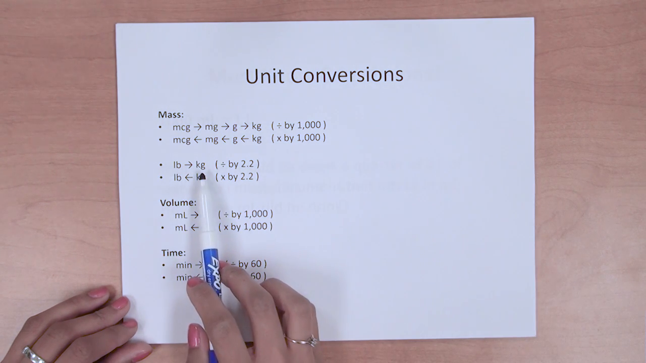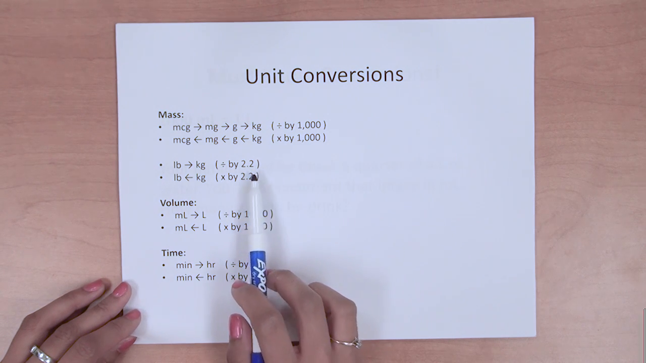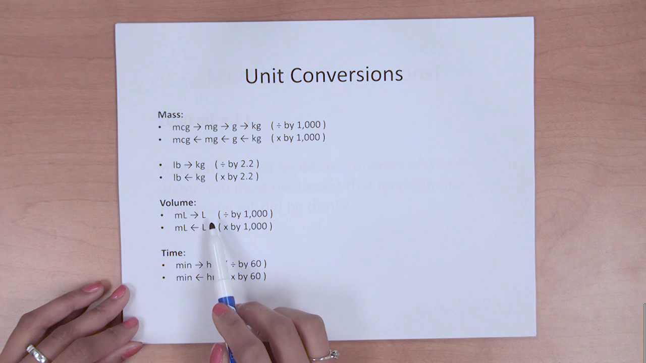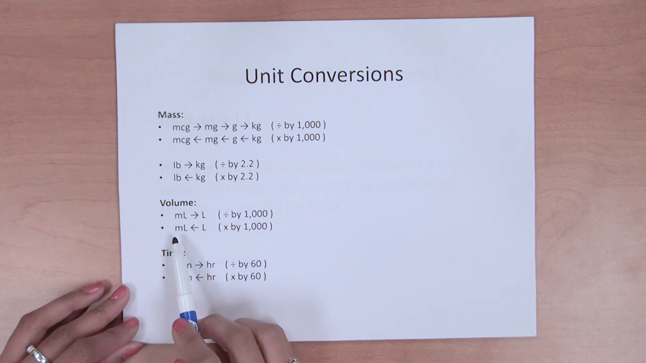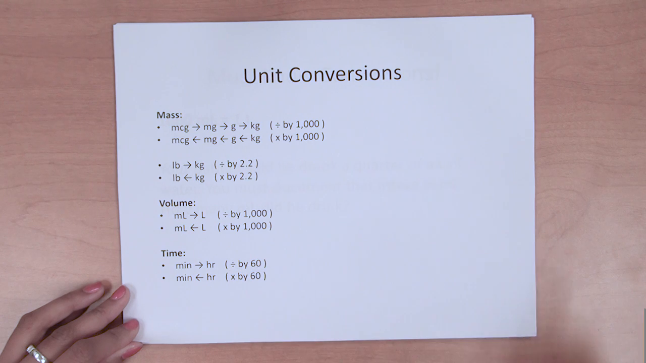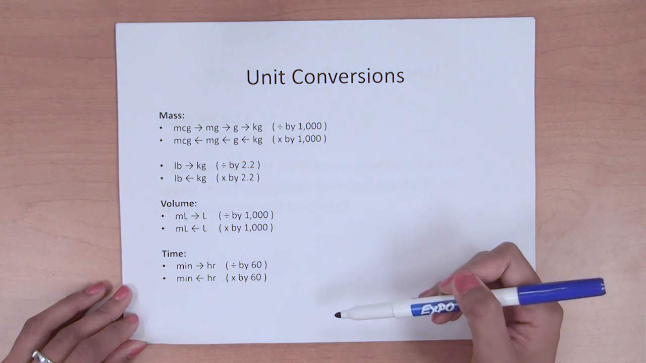From pounds to kilograms, we're dividing by 2.2, and the other way we're multiplying by 2.2. From milliliters to liters, you're going to divide by 1,000. The other way, multiply. And for time, minutes to hours, divide by 60 or multiply by 60. So you do need to memorize these conversions.